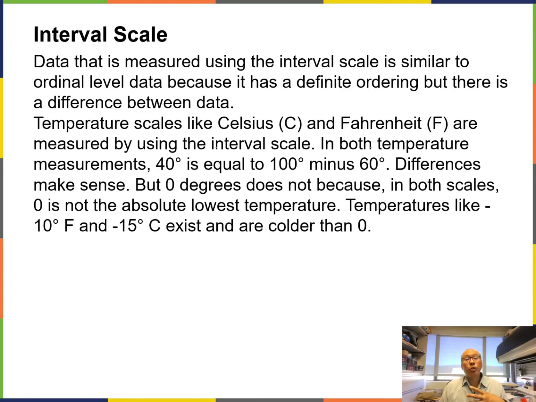So the freezing point that we know in Fahrenheit is 32 degrees, but then the 0 is less than freezing, and it doesn't really mean much. So the difference makes sense, but the 0 degrees does not mean much, because it's a different scale.